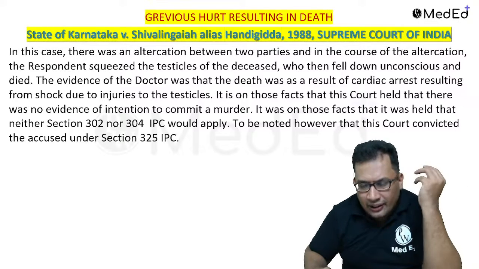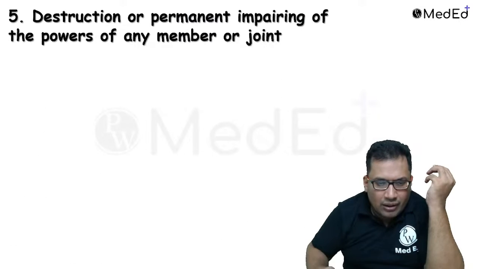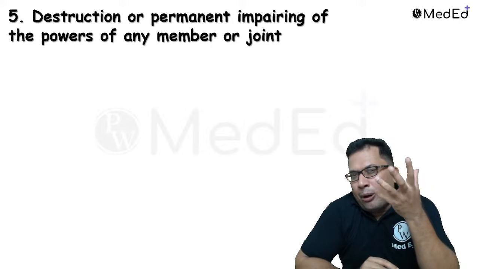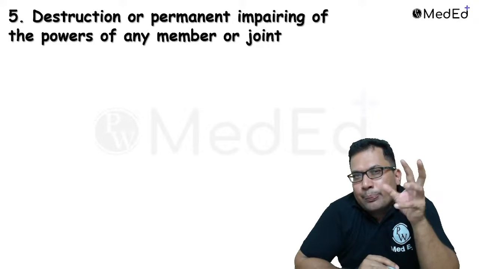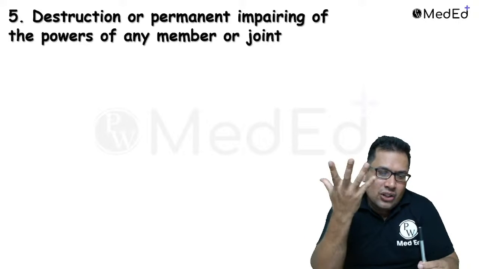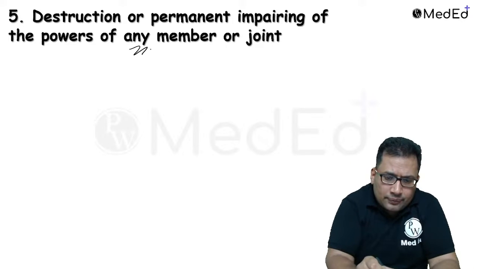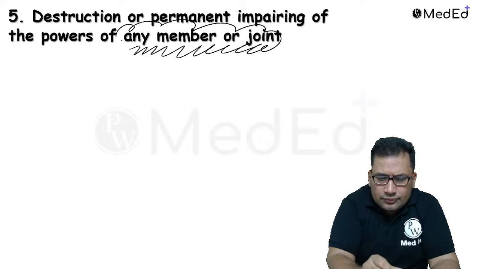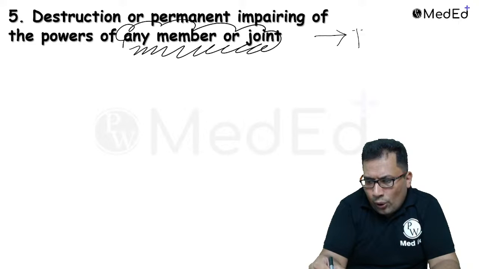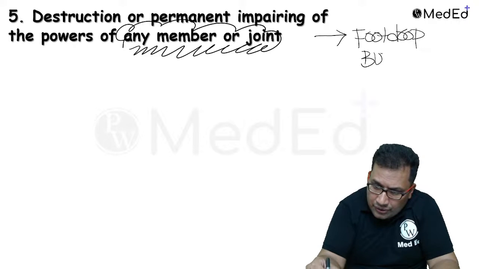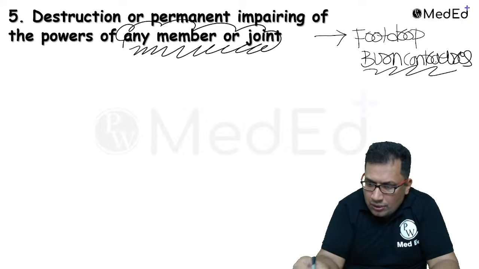This Supreme Court judgment is not needed for that level. Let's start with the fifth clause. Fifth clause is something related to power. Remember, fifth clause means power. So what is that? Destruction or permanent impairing of powers of any member or joint. Take example, foot drop or wrist drop, or say, bone contractures.